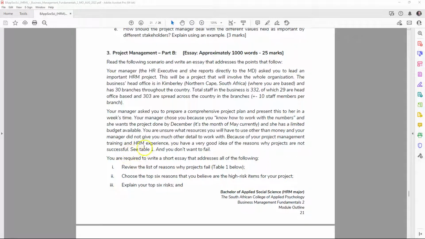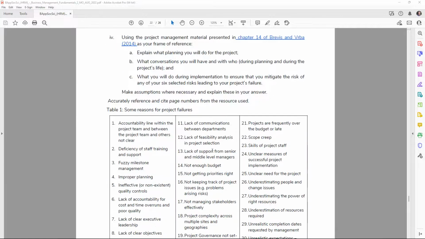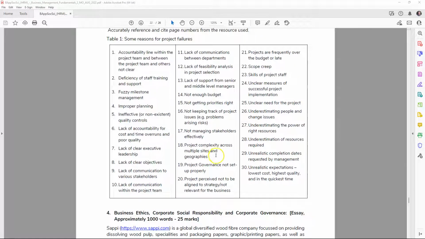So these reasons, some of them are listed, or typical ones are listed in Table 1. So you're aware of these issues, these things that may sink a project, and you don't want to fail. So Table 1 down here lists some of the reasons why projects fail. You can also do your own research on that.